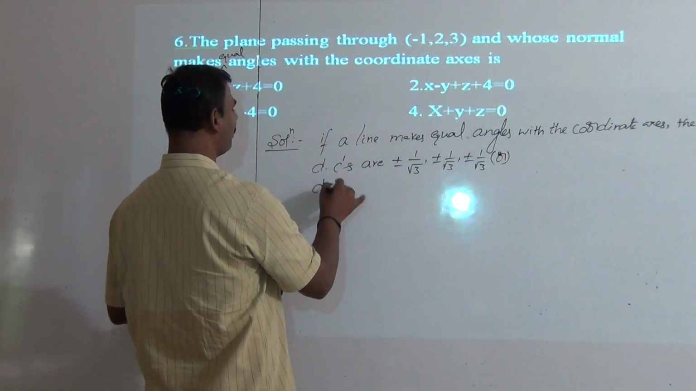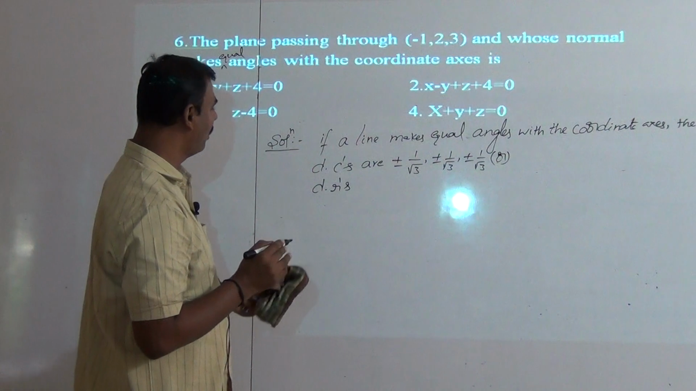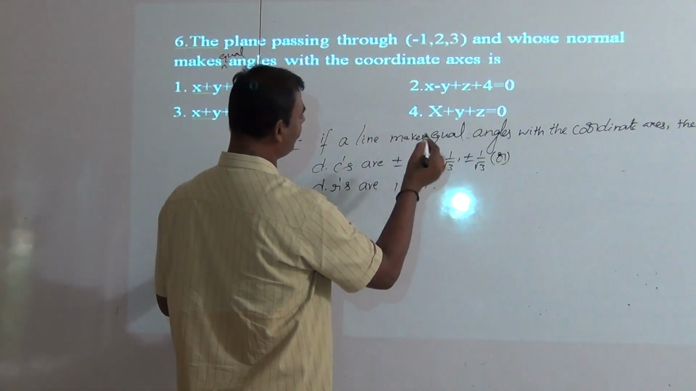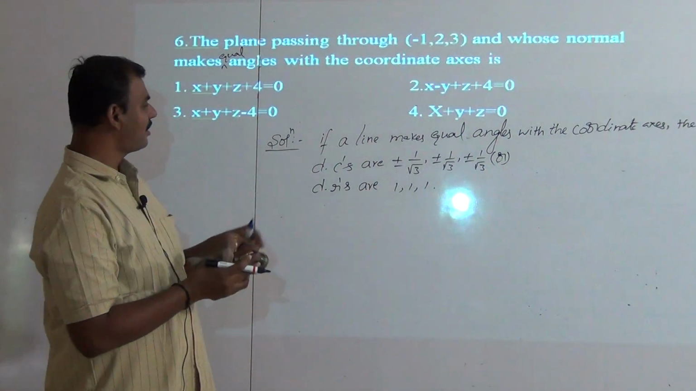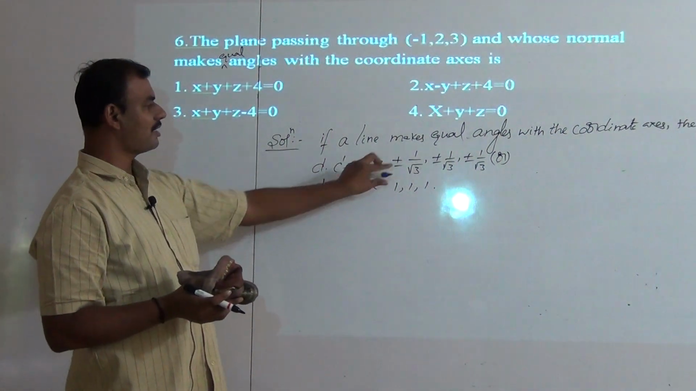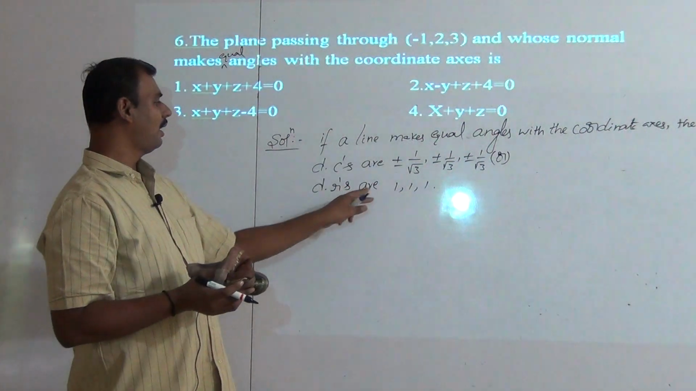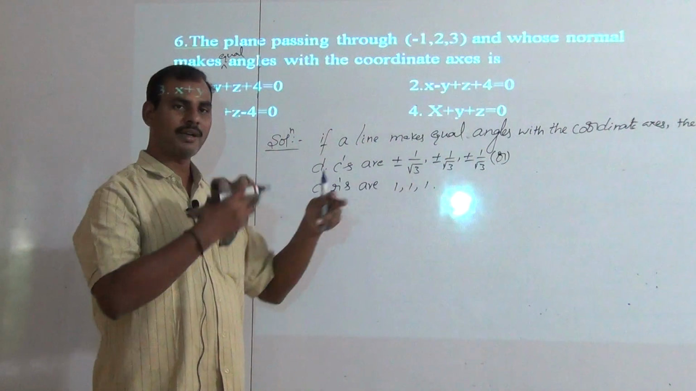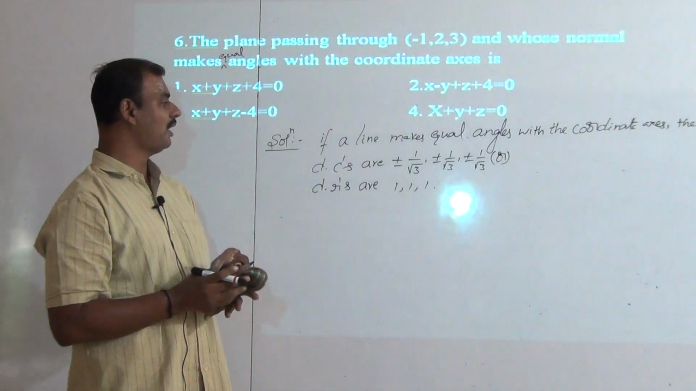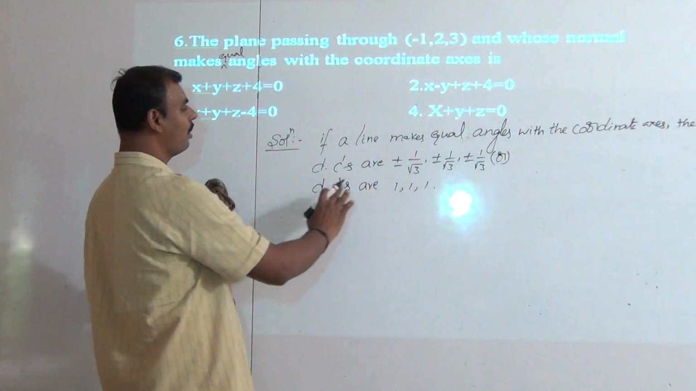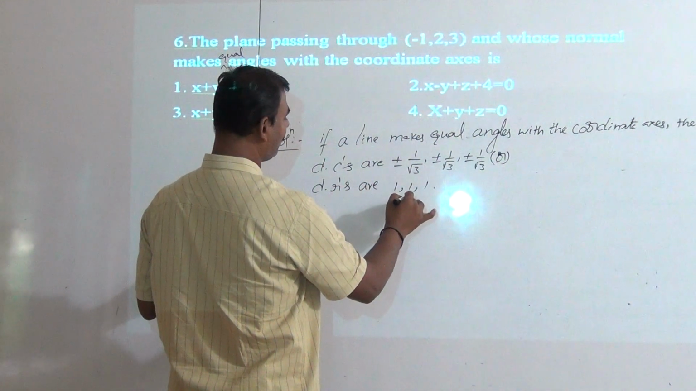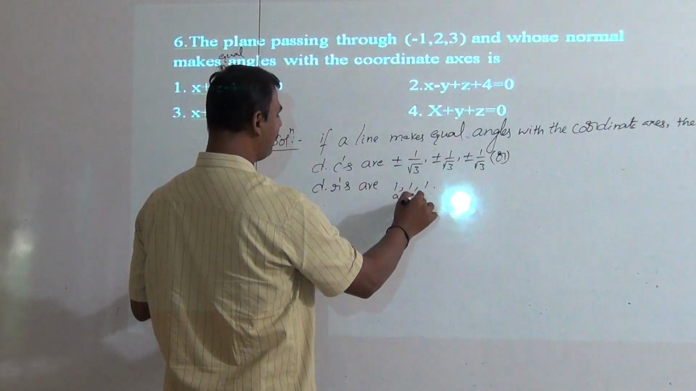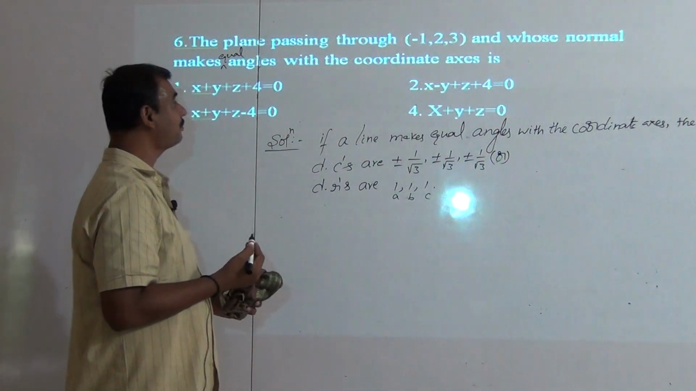So what are the DRs here? These are proportional values: 1, 1, 1. These are the DRs only. The DCs are A upon root of A square plus B square plus C square, because this is the common ratio and we can divide it out. So we get DRs 1, 1, 1, and these are nothing but the A, B and C values.